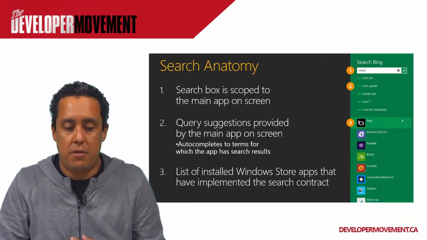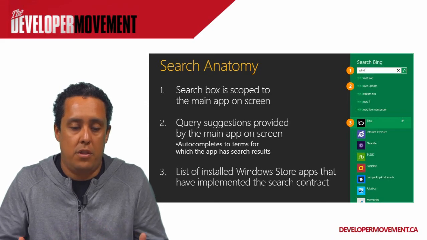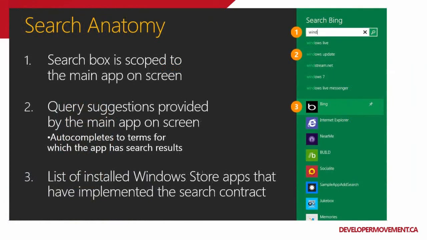For example, here's the search anatomy of when the search is open. Number one, you notice the search box is scoped to the main screen. For example, here it's for Bing. As you start typing, query suggestions, so autocompletes, start happening. And it will also list the installed applications, the installed Windows Store apps that have implemented the search contract. If you implement the search contract, it gives your application a little bit more exposure to the user, and it will show up in the list of installed apps.